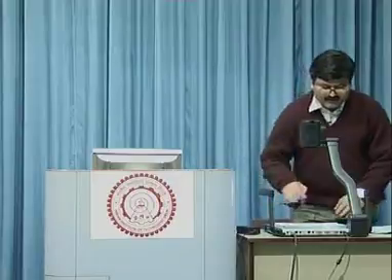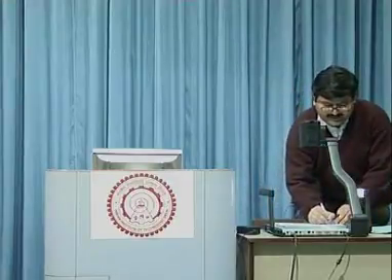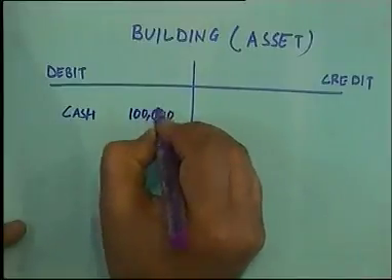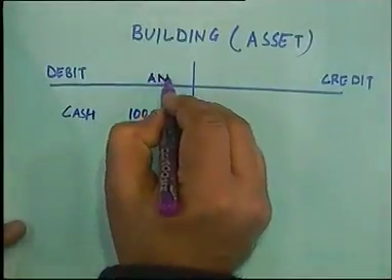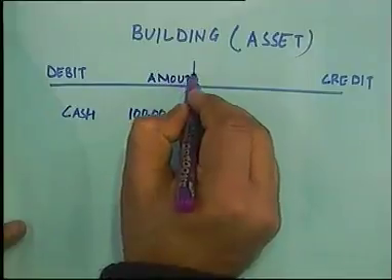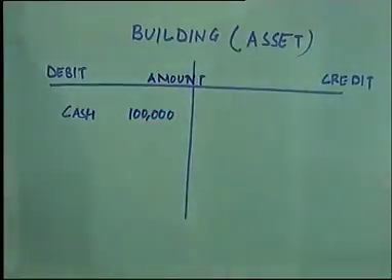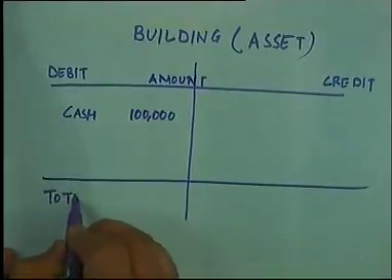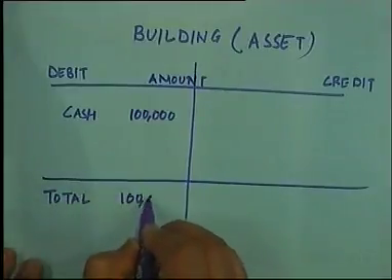So what has this transaction done? It has increased the asset value. Now increase in asset, where do you write? We write it under debit side. So here you have cash for 100,000. This is the amount here you write. So the total here is 100,000.